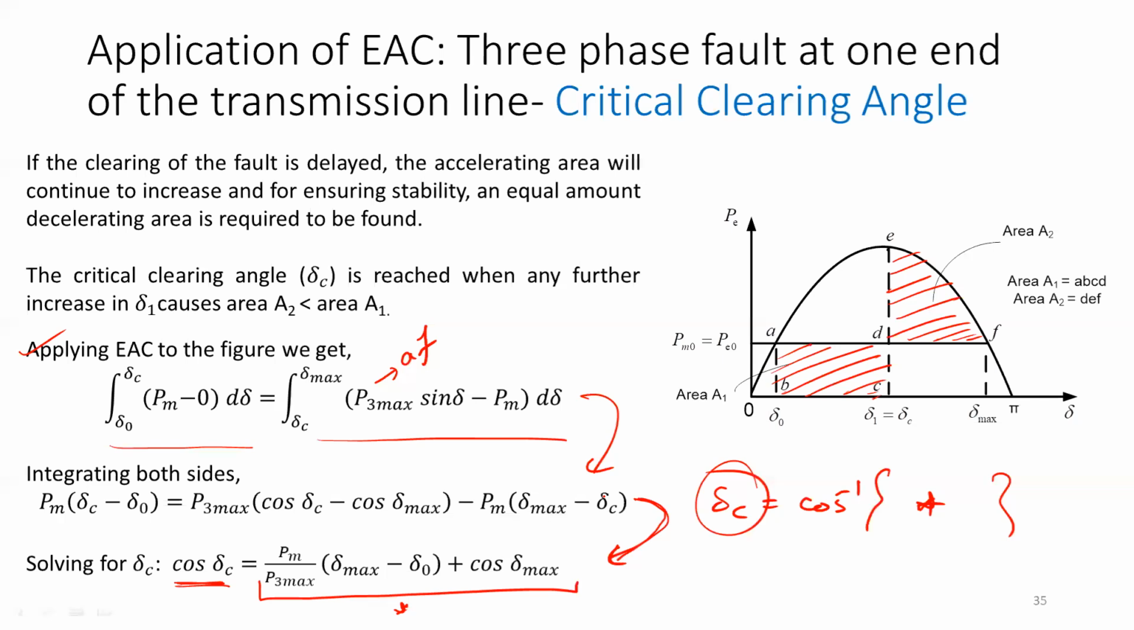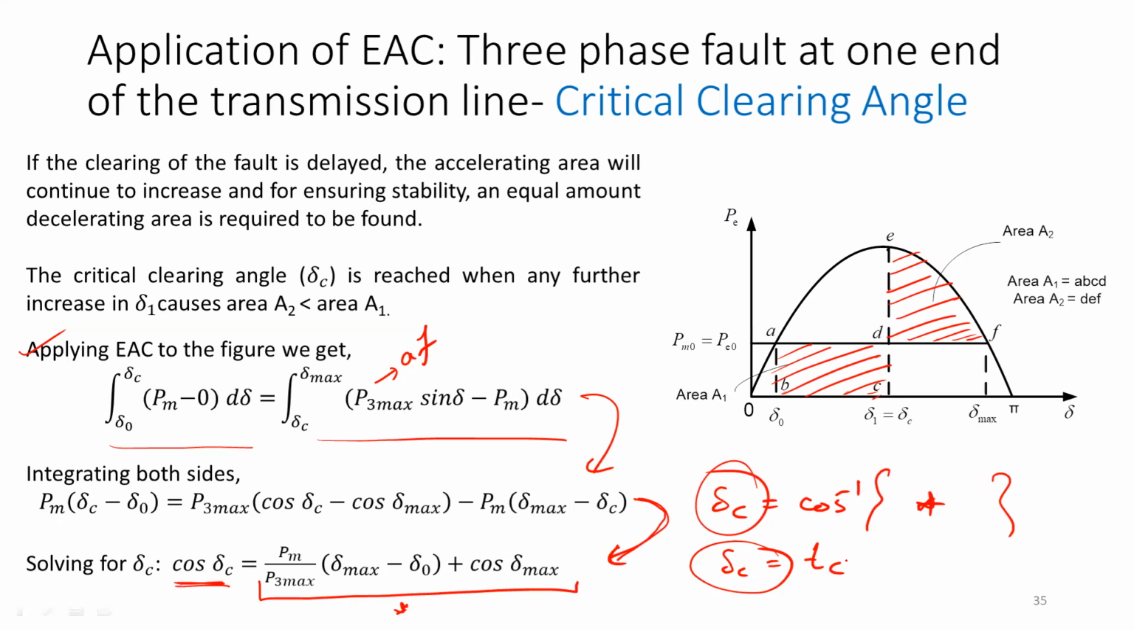Okay. Then our target is that we are interested in finding the time. We know the critical clearing angle delta C in the rotor, that is fine. But sensing the rotor angle is a bit more complicated than calculating the time. Calculating the time is much simpler. So with delta C, if we can find the time which corresponds to the critical clearing time, then it becomes very easy for us to operate the relays.